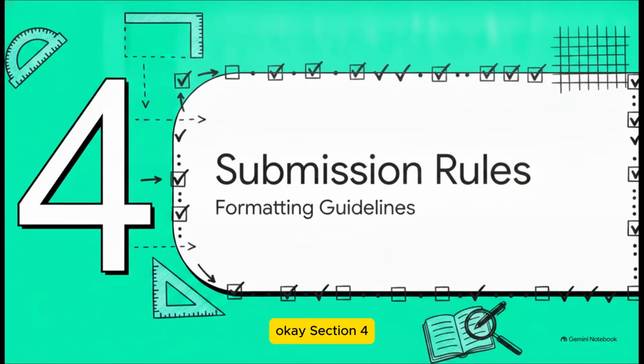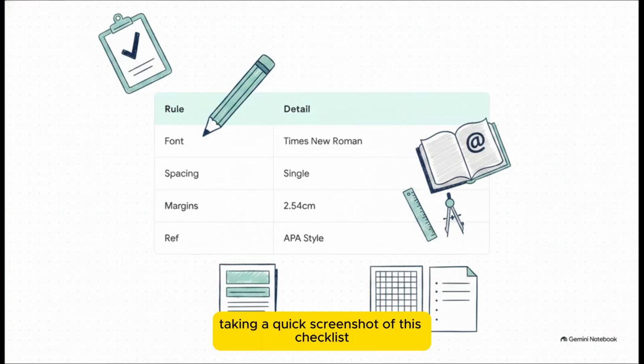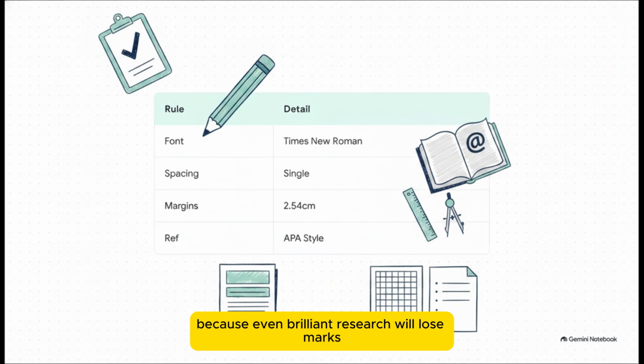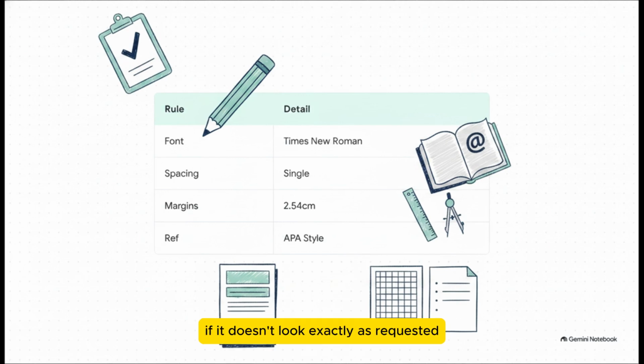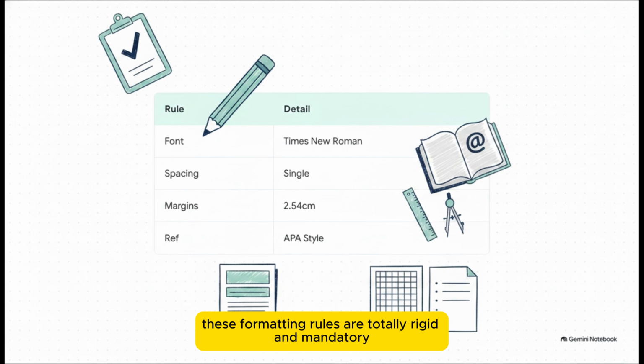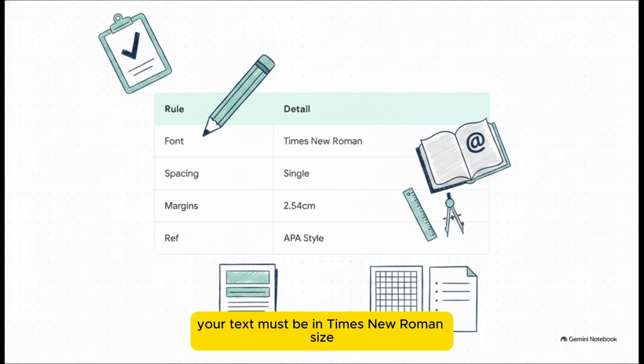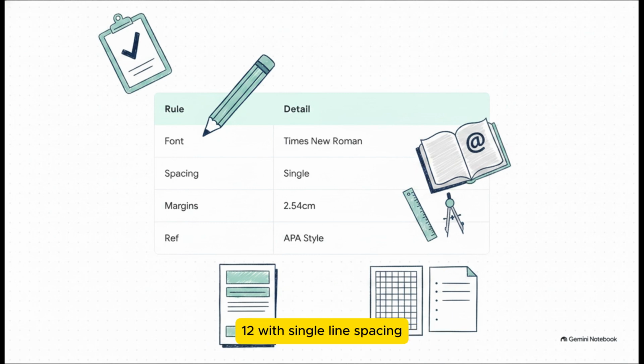Okay, Section 4, Submission and Formatting Rules. I'd honestly recommend taking a quick screenshot of this checklist right now, because even brilliant research will lose marks if it doesn't look exactly as requested. These formatting rules are totally rigid and mandatory for your 15 pages. Your text must be in Times New Roman, size 12, with single-line spacing.